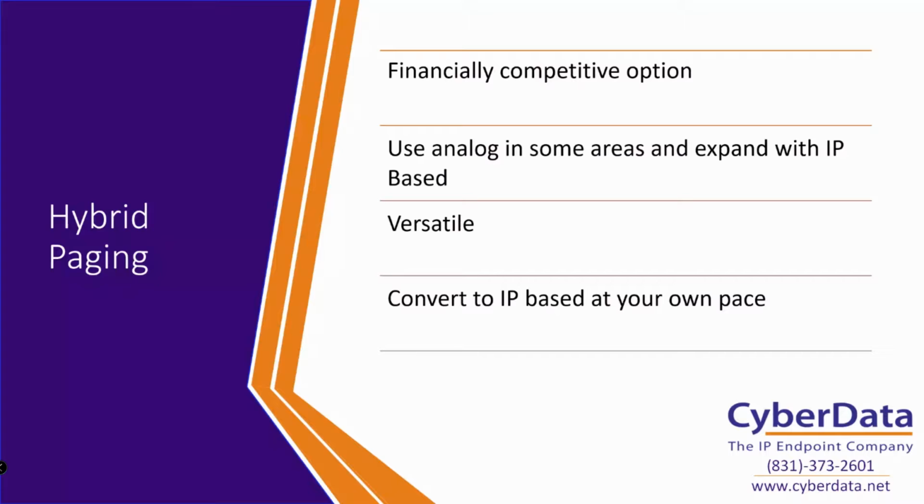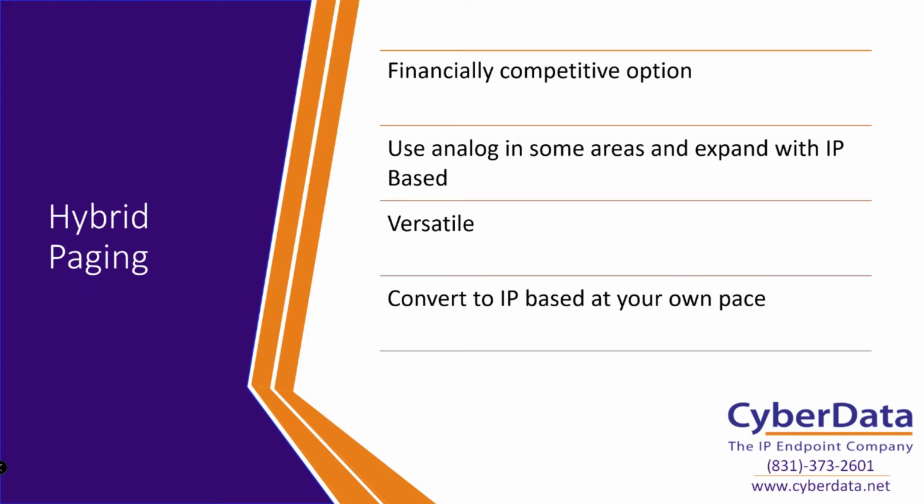So next we get to hybrid paging. Hybrid paging is, of course, a combination of your IP to analog based system and an IP based system. The nice thing with this is it's a fairly financially competitive option as compared to, say, a full-fledged IP-based system. You can use analog in some areas and IP-based in others.